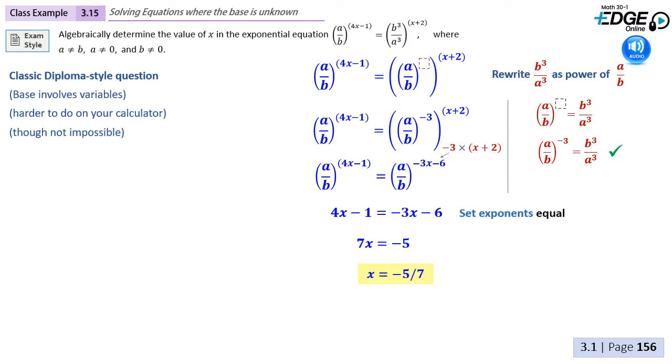Once we've established common bases, now we multiply out the exponent on the right, so negative 3 times x plus 2, set the exponents equal, since the powers now have the common base, and then isolate x. We find a result of negative 5/7.